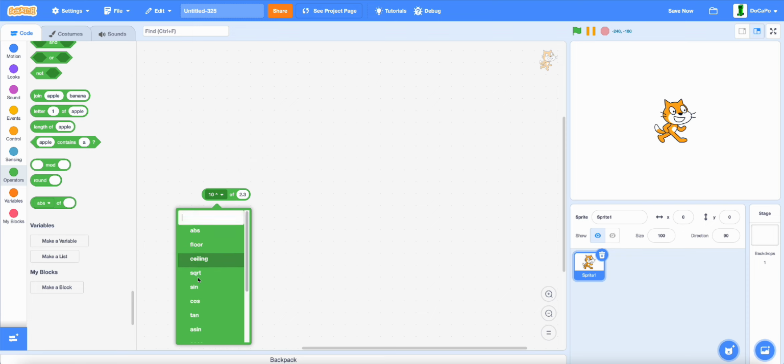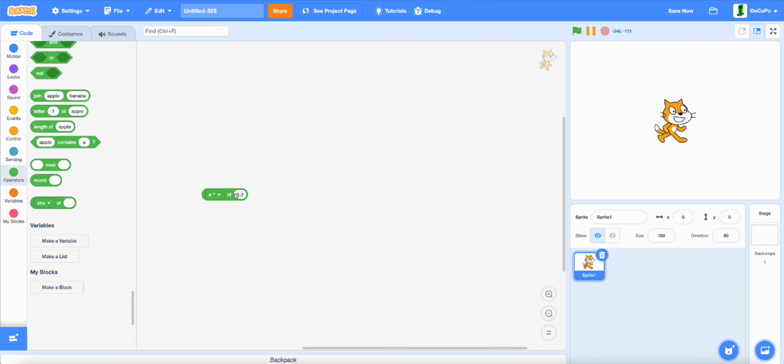And then e to the power of is basically e to the power of 1, which is basically Euler's number, 2.71. And then this e times itself 10 times. 10 to the power of is also the same. 10 to the power of 1 would be 10. 10 to the power of 2 would be 100, because 10 times 10.